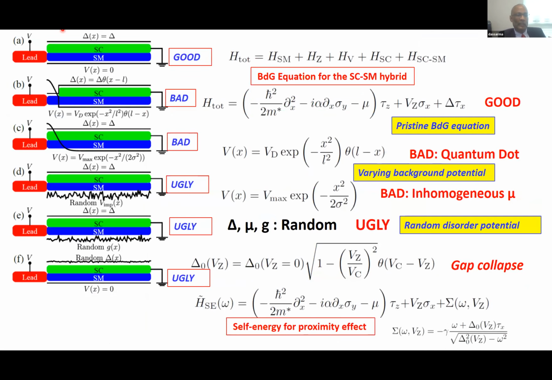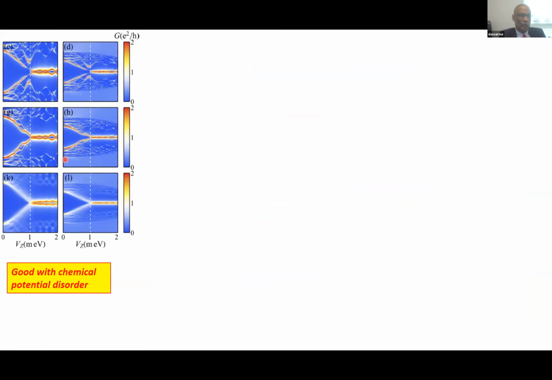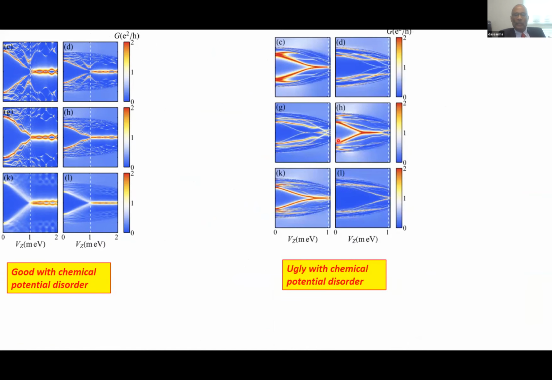Either we have nothing, in which case it's the good, or you have an inhomogeneous potential, bad, or you have disorder, that's ugly. And Haining Pan can do all these calculations. Okay, he's very good. And this is good with a little chemical potential disorder. As you can see, the Majorana survives. Some chemical potential disorder it still survives. Okay, this is a lot of chemical potential disorder. Majorana doesn't survive. This peak that you see is below the topological quantum phase transition. This beautiful peak has nothing to do with Majorana.